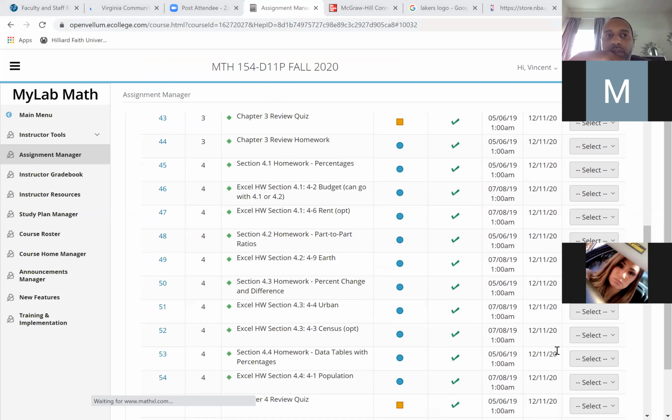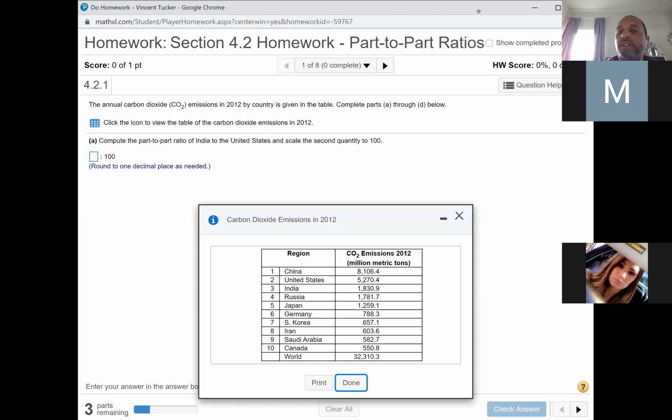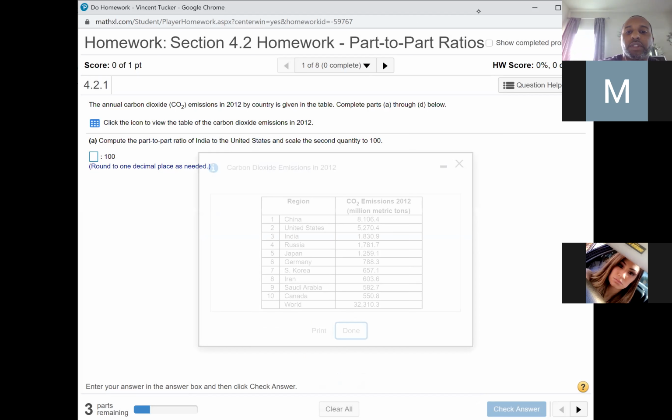Waiting for my stuff to respond. Here we go. So do a few problems here. Notice it's only 8 problems, so try not to do all your homework as always. Do about 2 or 3. So the annual carbon dioxide emissions 2012 by country is given by the table. Answers A through D. So have this chart right here. So we'll be leaning on that.